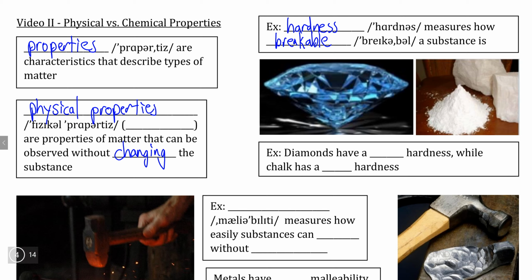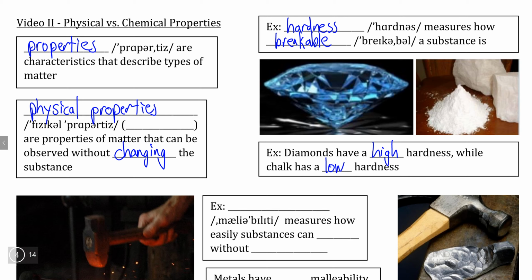Now, if you recognize this substance as being a diamond and this substance as being chalk, it's very obvious which of these substances is harder than the other. So we know that a diamond is going to have a very high hardness because it's difficult, if not impossible, to break a diamond. The only substance that you can hit a diamond with and get it to break is another diamond, whereas chalk is very, very easy to hit and grind up into this powder, so we say that it has a very low hardness.